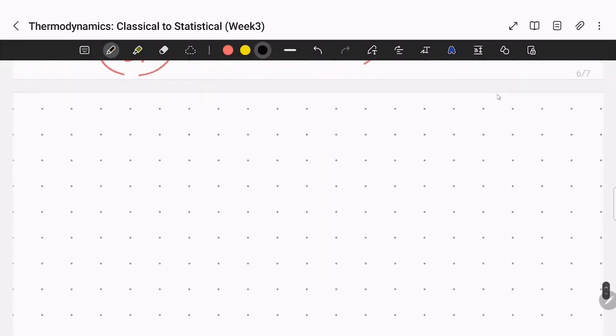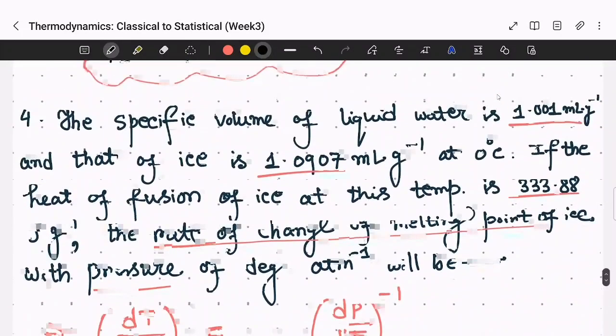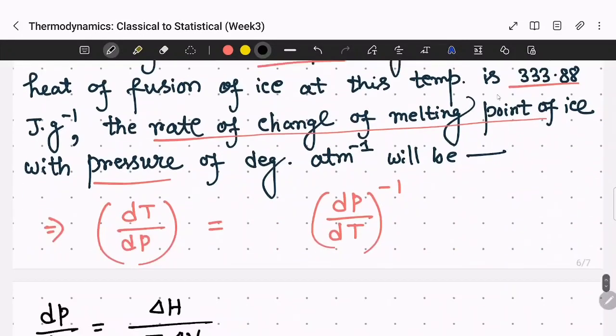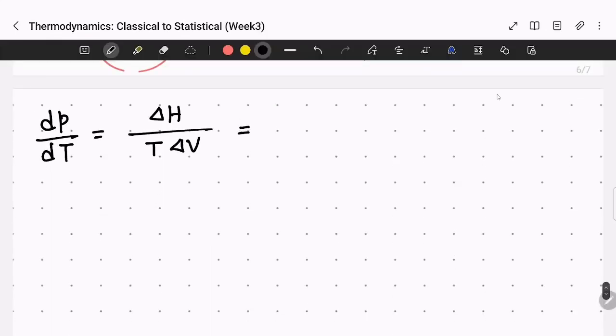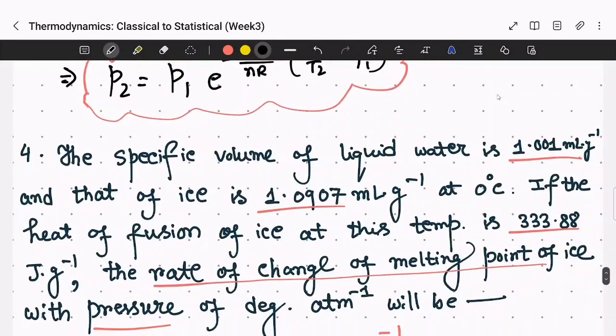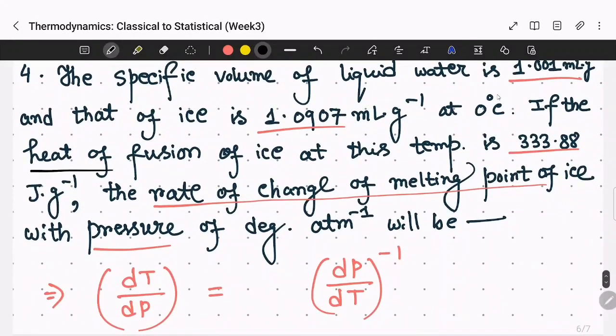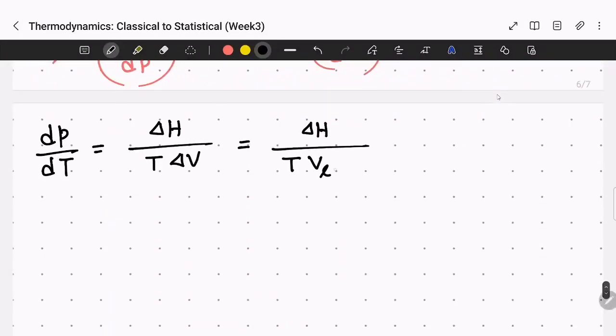So what is dP/dT? It is ΔH by TΔV. We have to use this formula because this transition is occurring between liquid and solid; we can't use the Clausius-Clapeyron one, we have to use the Clapeyron equation. Now ΔV: for the heat of fusion of ice, ice is melting to liquid, so it is VL minus VS. That means solid is changing to liquid.